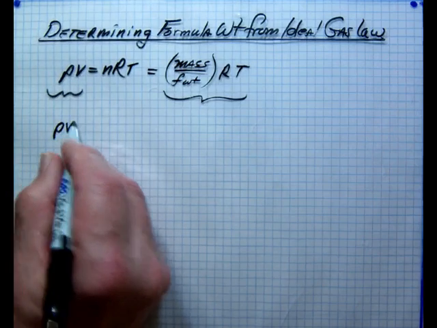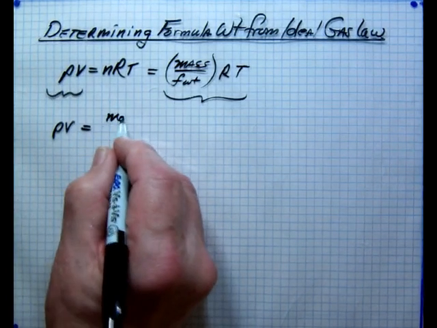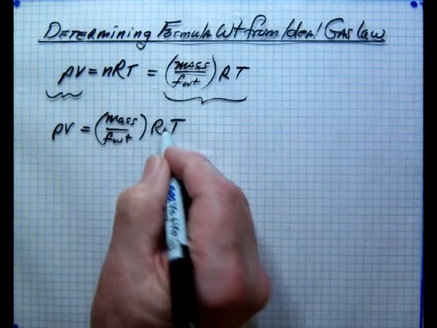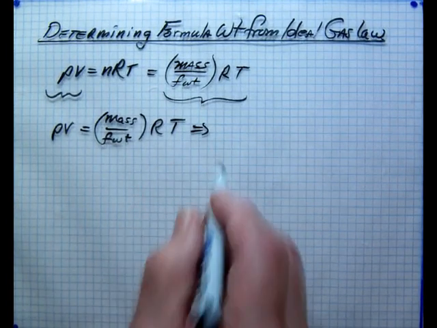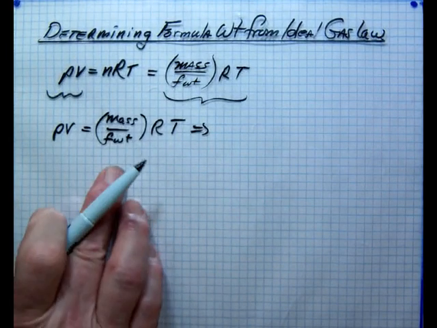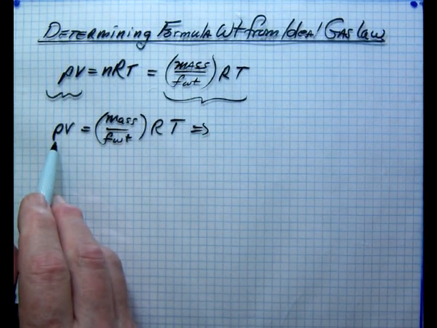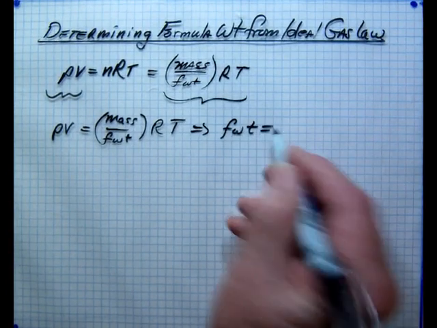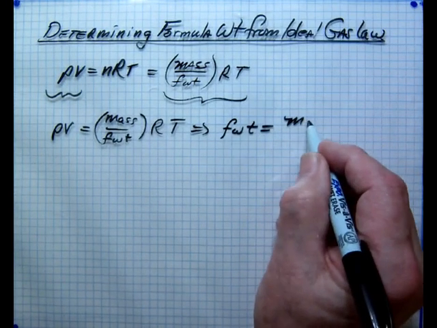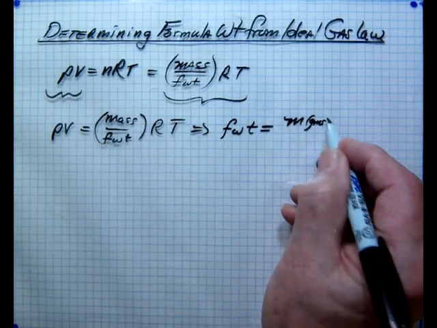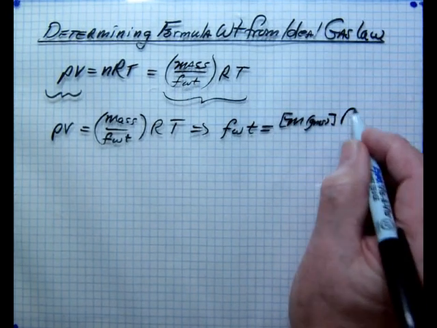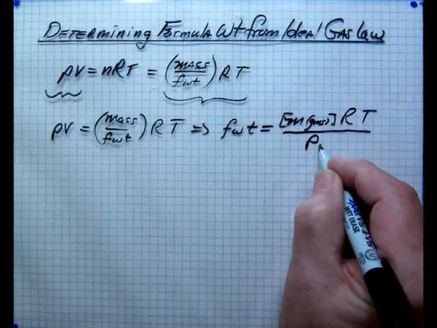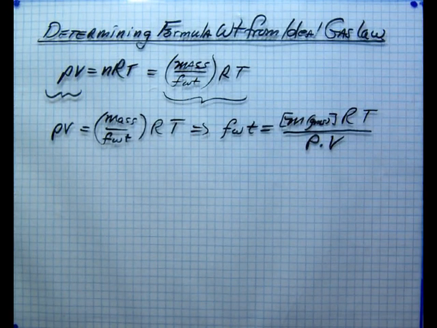So I'll take PV equals mass over formula weight times R times T and solve for formula weight. Well, let's just multiply both sides by formula weight and divide both sides by pressure times volume. So I will have formula weight is equal to M in grams times R value times T divided by pressure times volume.